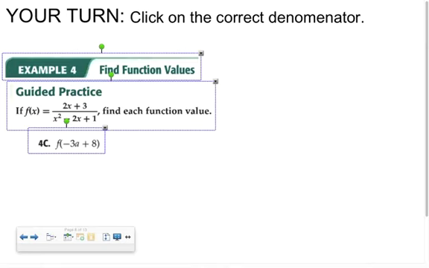Take a moment and work on the your turn below. You will notice on your screen, in the interest of making the answer something that you can click on, what you're clicking on is just what the correct denominator would be.